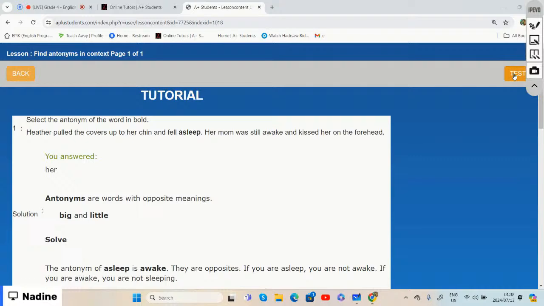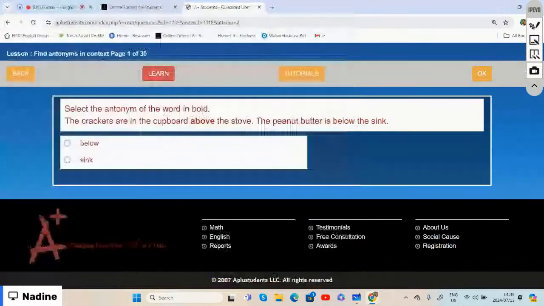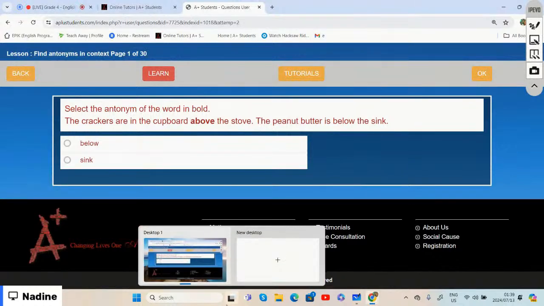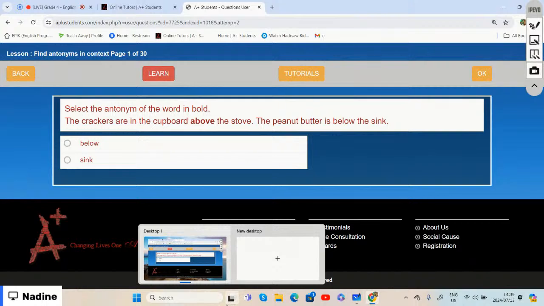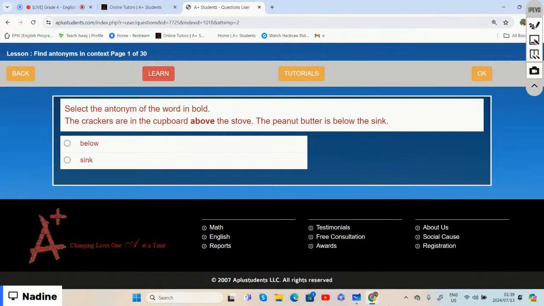And the test is where we need to select the antonym of the words in bold. It says the crackers are in the cupboard above the stove. The peanut butter is below the sink. We need to find the opposites.